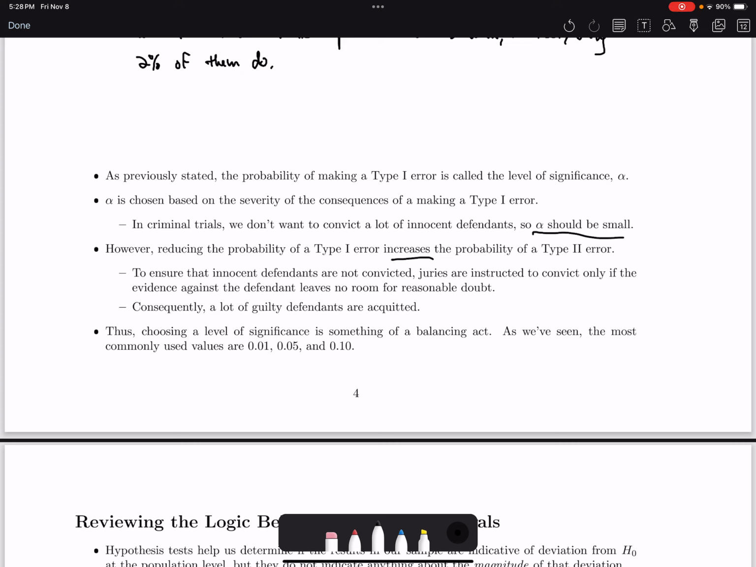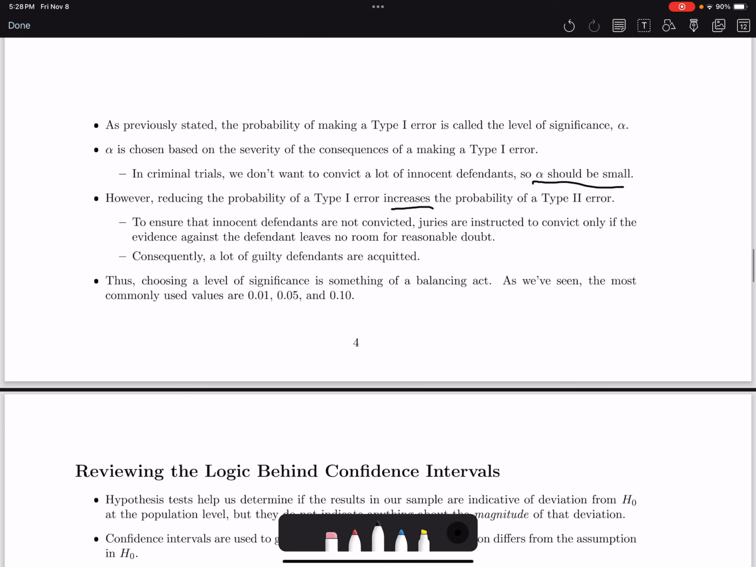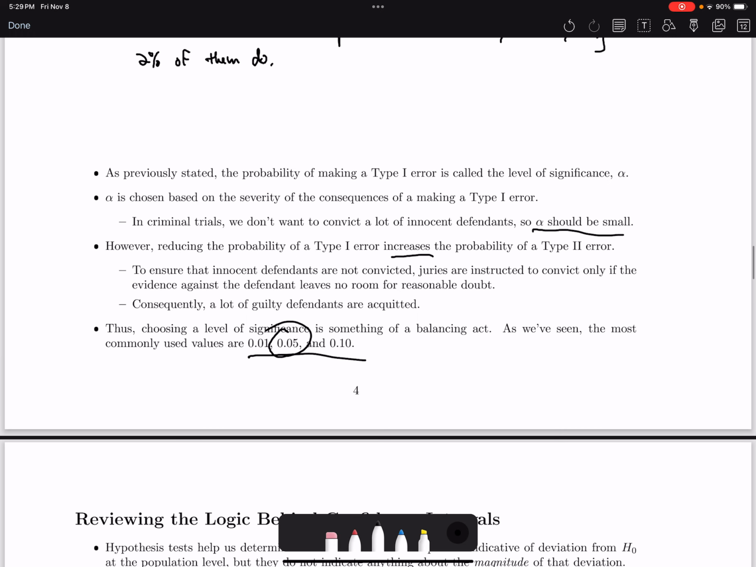So for our class, we don't really have to worry about that too much because that's something that the researcher chooses. So we're not going to have to choose a level of significance when we're running any hypothesis tests. But as we've seen, the most commonly used values are these three. And of those three, 0.05 is almost always the one that's used. Okay. So we've reviewed the logic behind hypothesis testing. We've talked about type 1 and type 2 errors and how they relate to the level of significance and all of that.